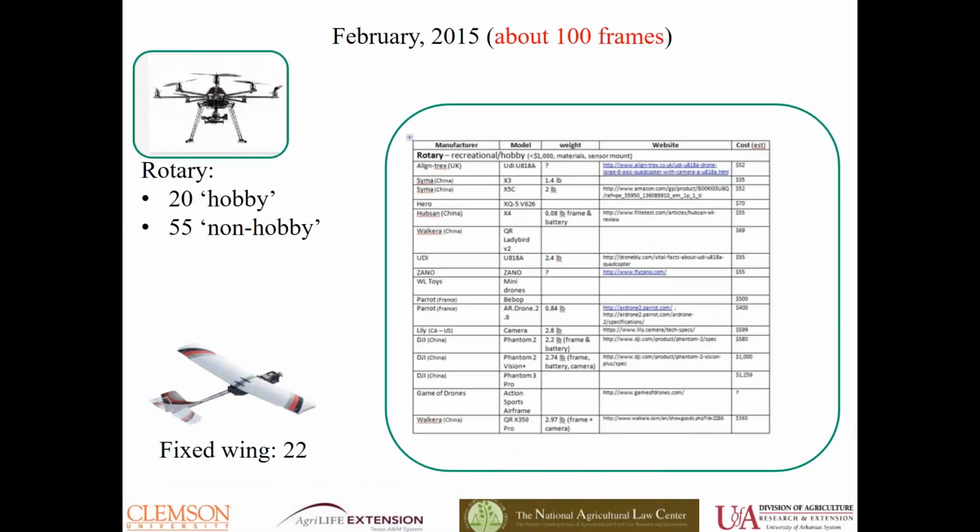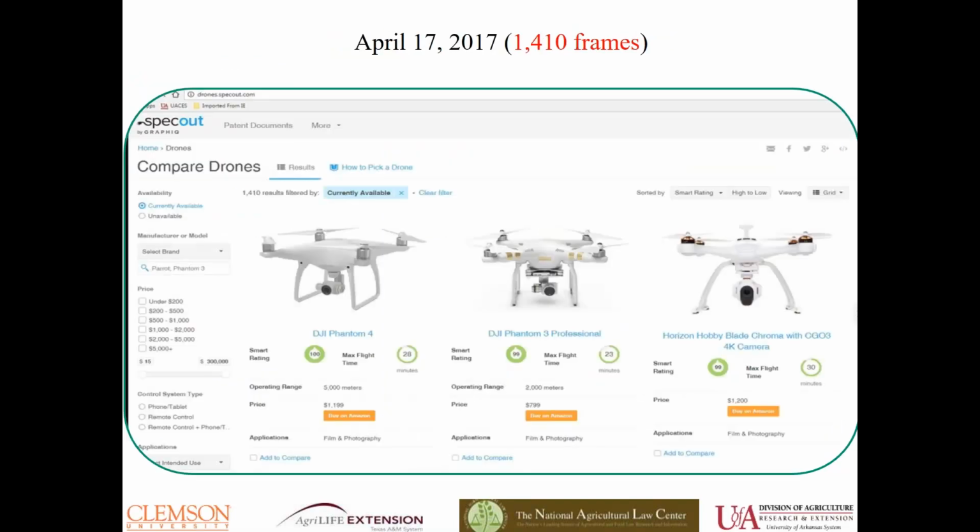If we roll the clock back to early 2015, when a draft of Part 107 regulations was released for public comment, we determined that there were fewer aircraft frames compared to today. If we fast forward to early 2017 and visit a now expired website called specoutdrones.com, we see that the number of SUAS options had grown to over 1,400. Kind of an overwhelming number of choices to pick from.